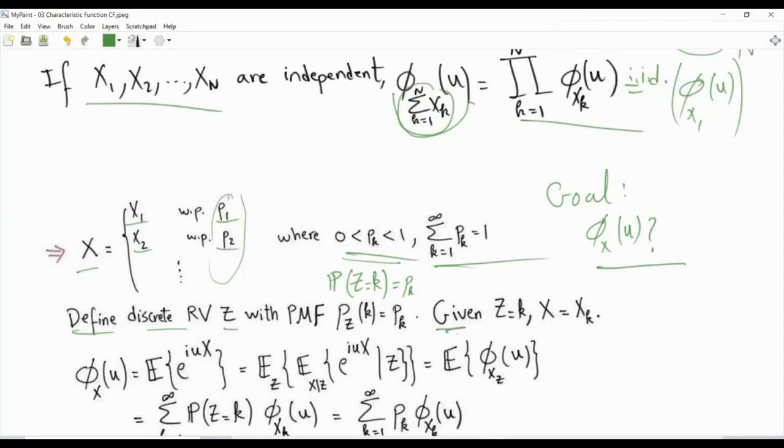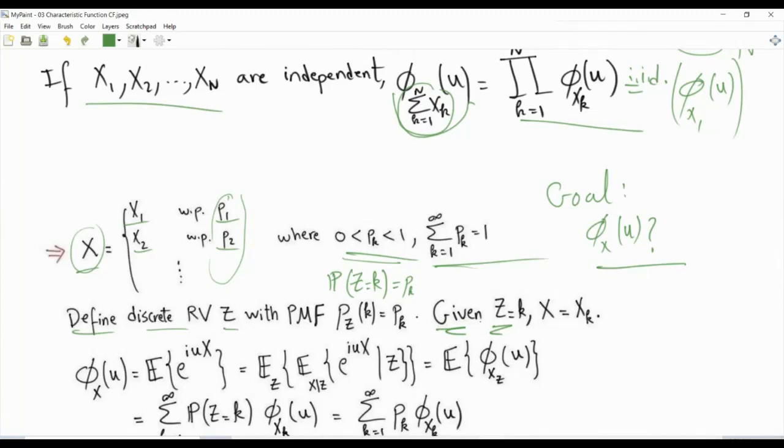Now, given that Z is equal to k, then X is equal to X_k. This is how we define the random variable Z. Z is a random variable that tells you which of those X's is this X. Again, there are random variables X1, X2, X3, X4, X5, and so on. So we have this sequence, and then we have X. X is equal to one of those.